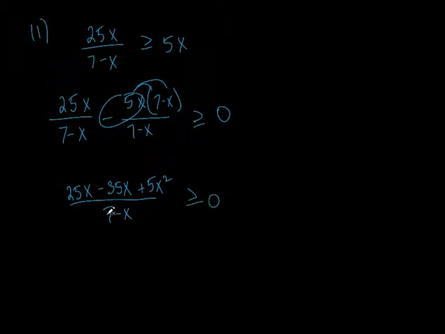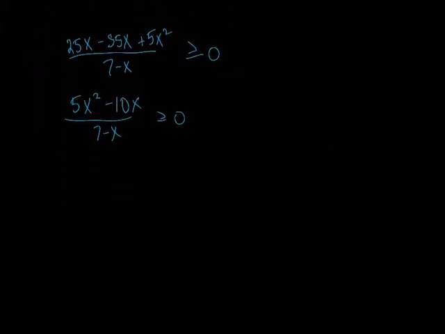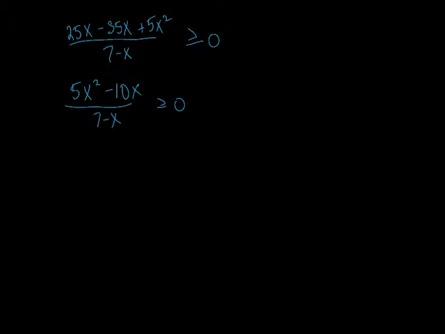Alright, let's clean this up a little bit. 25x minus 35x is negative 10x. So let's write it like this. Let's write 5x squared minus 10x over 7 minus x is greater than or equal to 0. Is this the same problem we did the other day? It seems like even the numbers and everything are the same. Do you remember? Seems pretty close. Well, anyway. Let's see what we can do.